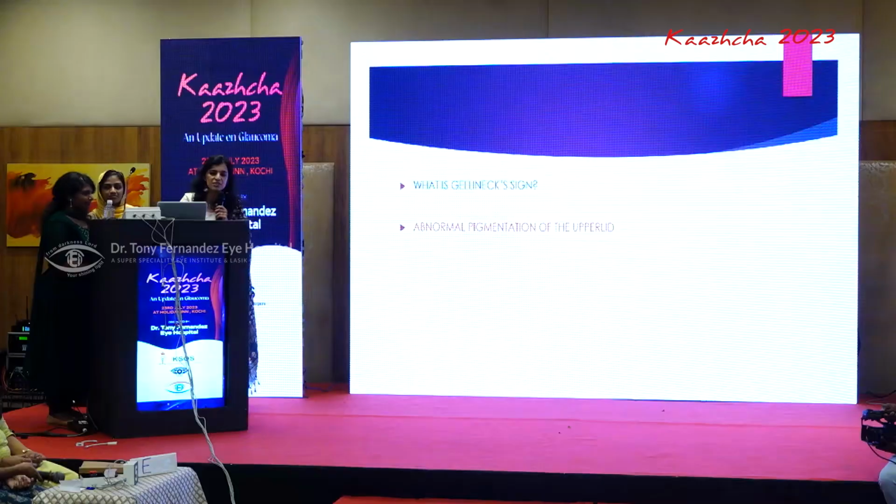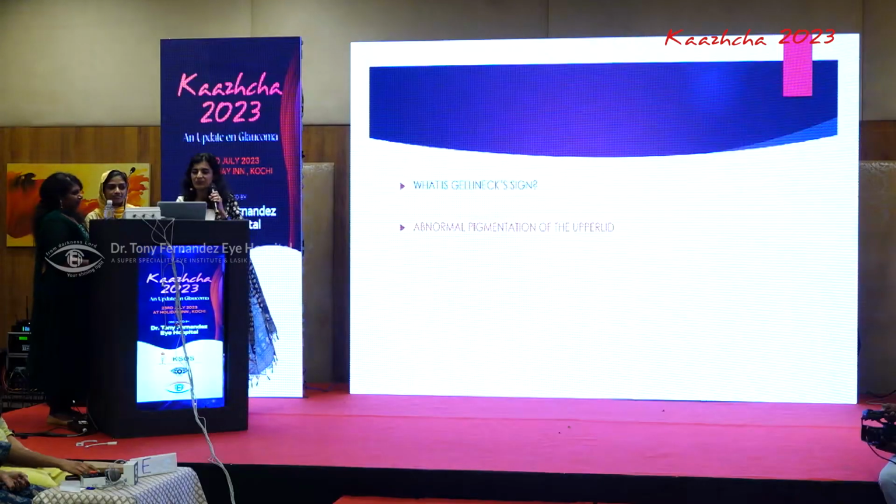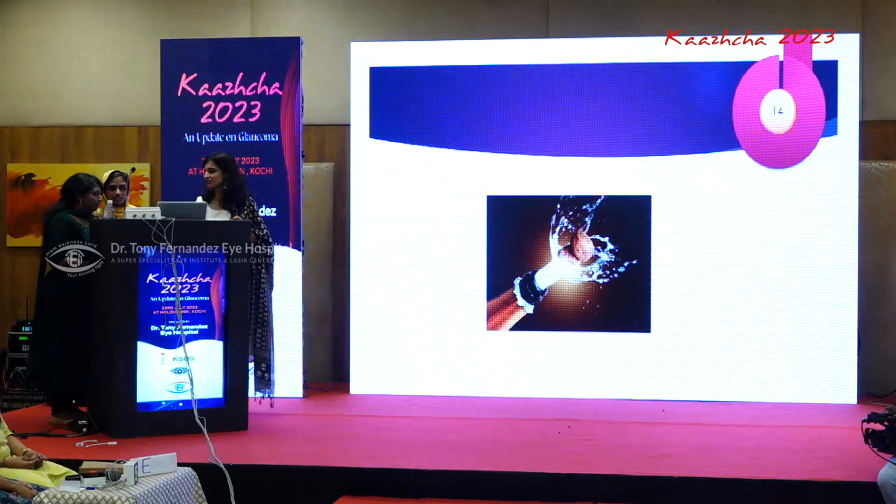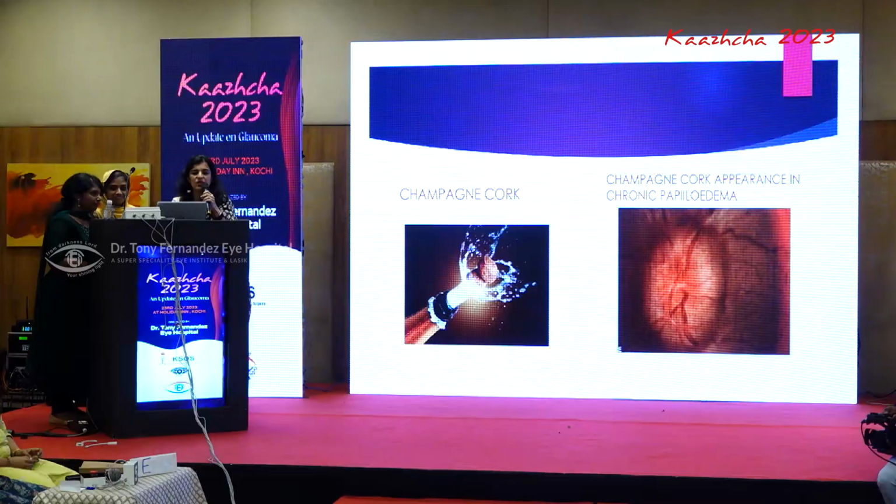Wrinkling of the forehead. No. It is abnormal pigmentation of the upper lid. Team D. Corkscrew sign. Cork sign and the champagne cork appearance in chronic papilledema. What is Kestenbaum capillary number?